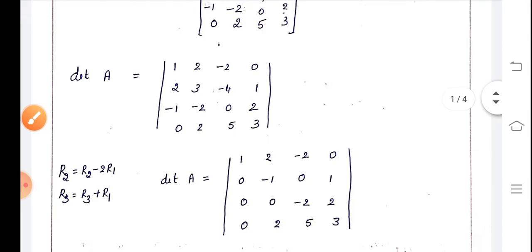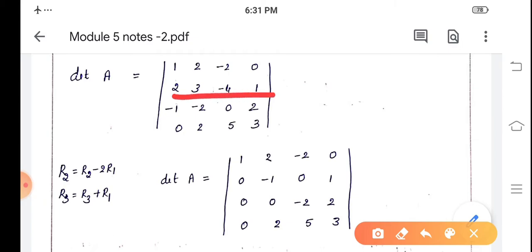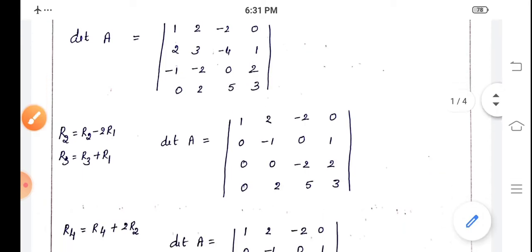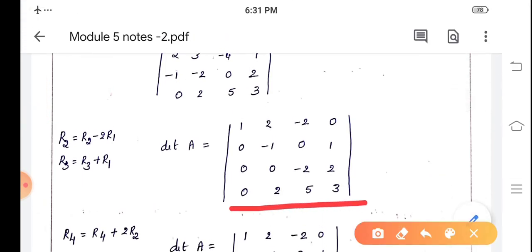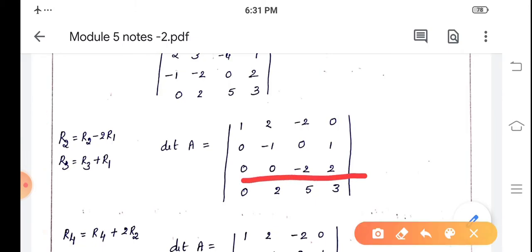Here, to reduce this to echelon form, we write the row operations as R2 equals R2 minus 2 times R1, R3 equals R3 plus R1. That will be determinant A equal to first row 1, 2, minus 2, 0. Now second row becomes 0, minus 1, 0, 1. And third row 0, 0, minus 2, 2. Last row it is 0, 2, 5, 3.